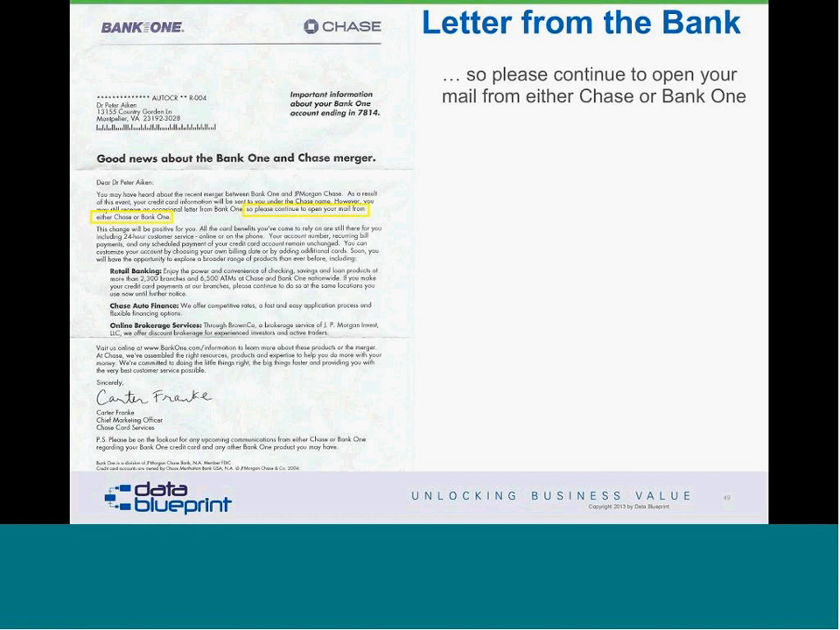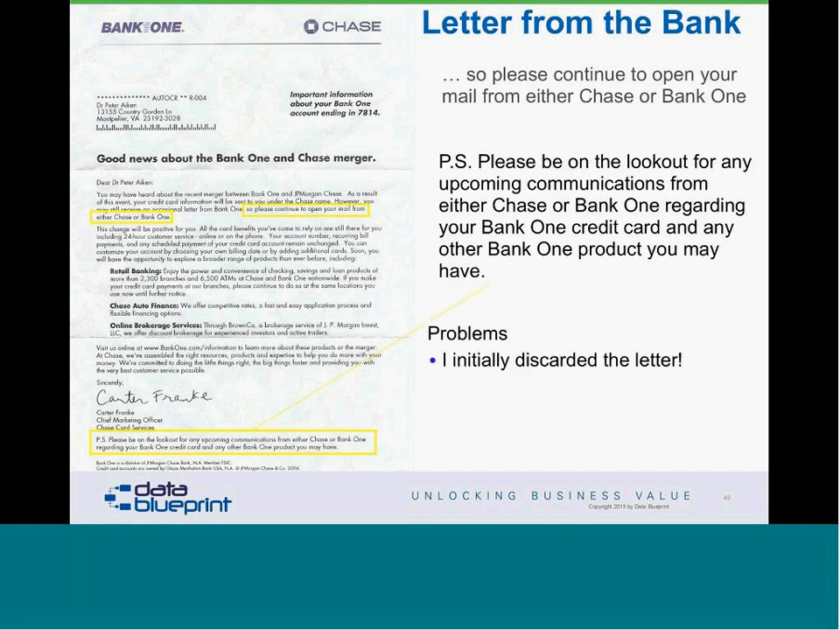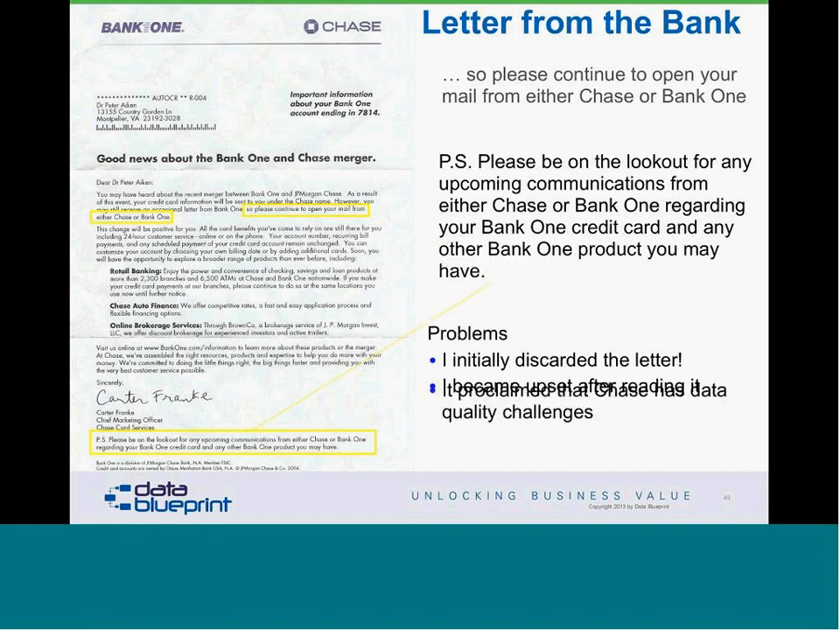So I got this letter, and if you look carefully at your screen, you can see the letter is literally crumpled. The reason it's crumpled is because when I got this letter, I looked at it and said, I'm not a Chase customer, and threw it in the trash can. The outside of the letter had only a Chase envelope on it. It did not have the Bank One logo, and I was a Bank One customer. If you read the letter carefully, it's got some little text in there. It says, please be on the lookout for any upcoming communications from Chase or Bank One regarding your Bank One credit card and any other Bank One product you may have. In other words, I initially discarded the letter, even though I was a Bank One customer. I became a little bit upset after reading it, and it did tell me that Chase had some data quality challenges.